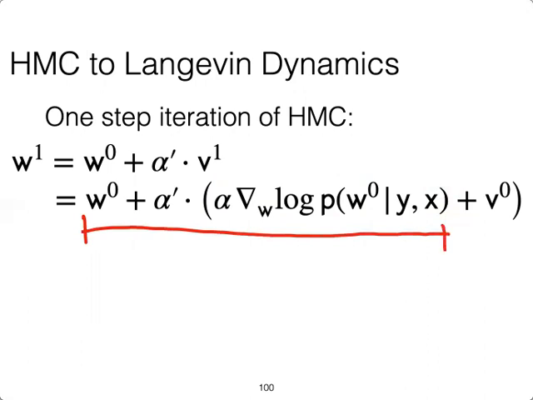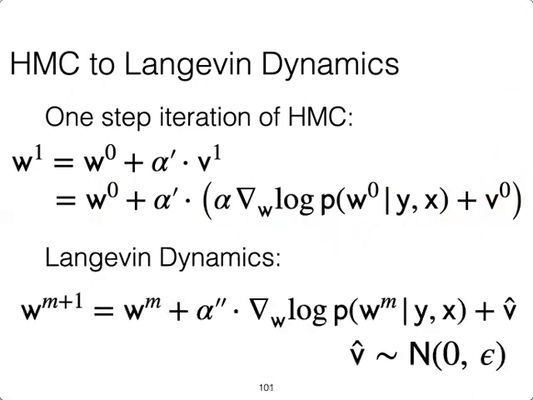plus some noise, right? This is drawn from a normal distribution. So it's like a noisy gradient descent where we take our current parameter value, take the derivative of the posterior, and then add some noise to it. This is how you get Langevin dynamics, essentially. Where you take the gradient of the posterior, you add it to your previous parameter estimate, and you also add some noise.